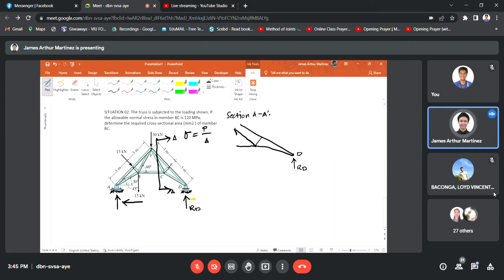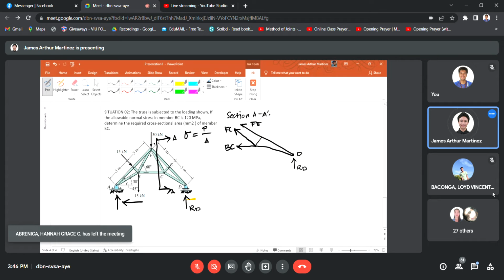Okay. So assuming tension, these are FC, FE, and BC. Our goal is to determine the internal reaction at member BC only, since that is the objective of the problem: determine the required cross-sectional area of member BC. So that is our only concern. We no longer need the data for member FE and member FC, so we will not analyze them.